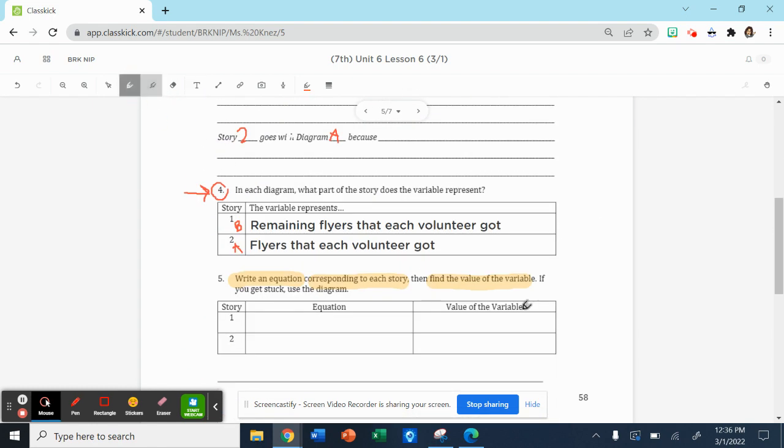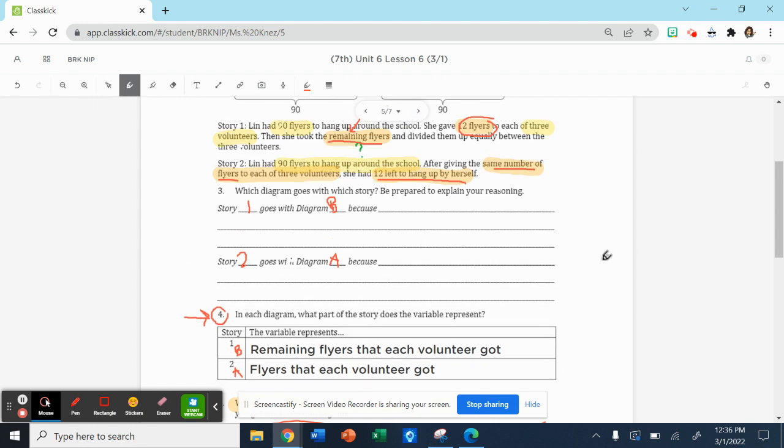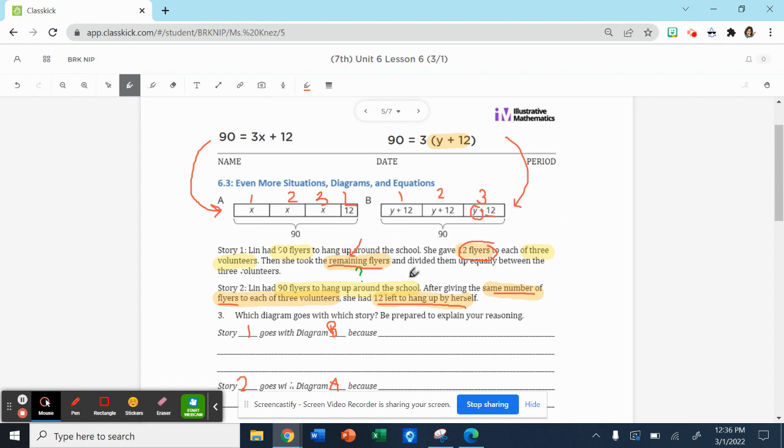We're not going to worry today about finding the value of the variable, but you should have those 2 equations written into your table. Before you move on with the video, you can pause me, make sure that you've caught up on slide 5.